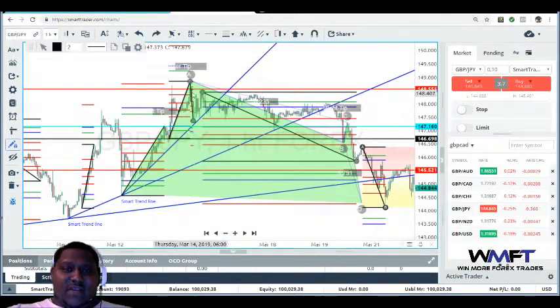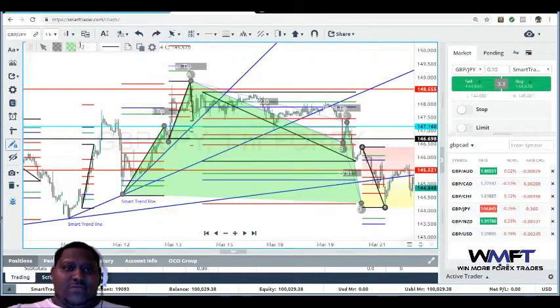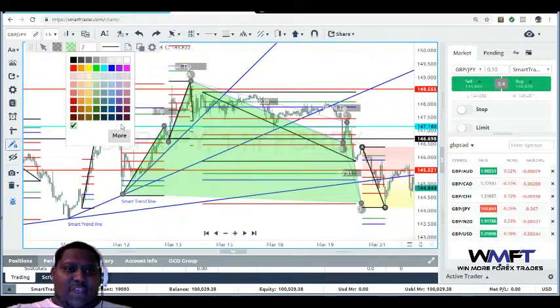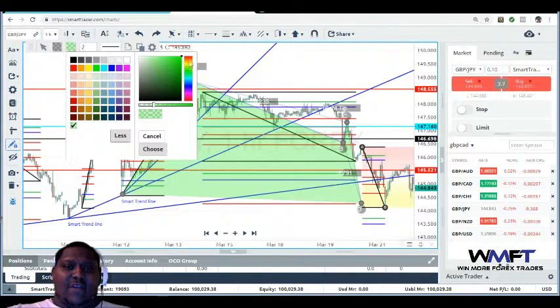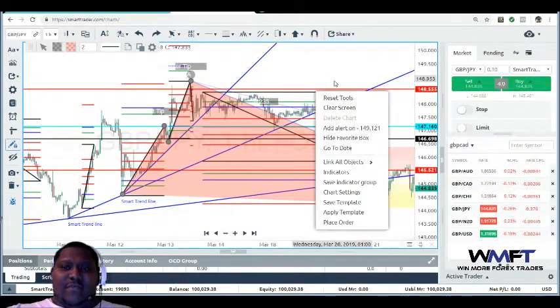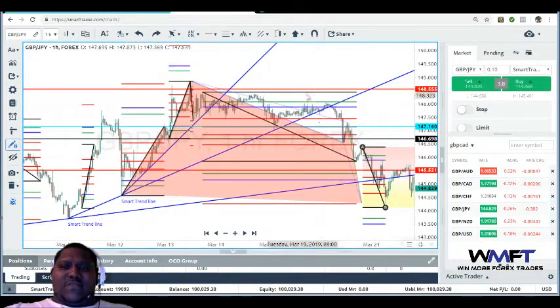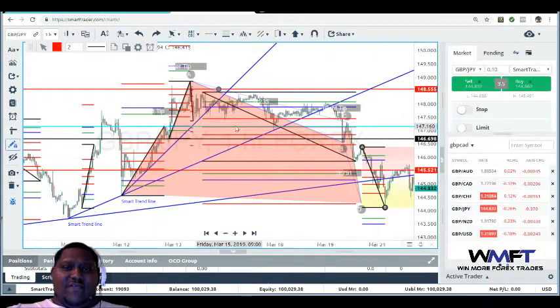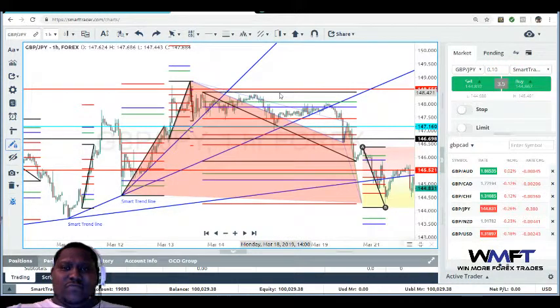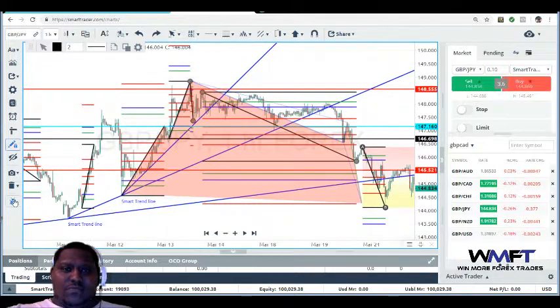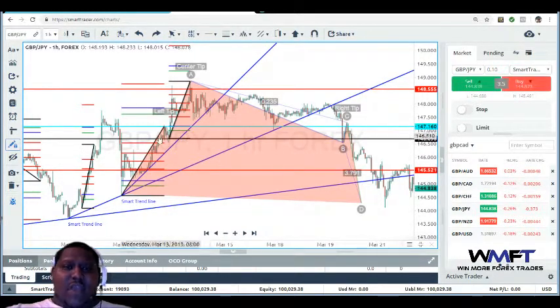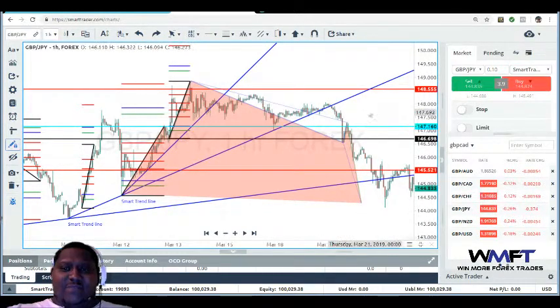Let's actually try to see if we can change the color, because I like my things to be color coded. Lets me know that this is a bear crown and not a bull crown. Alright, so we make that red, and let's go ahead and get rid of these Fibonacci's. I'm just gonna get rid of those Fibonacci's. Alright, there's your crown formation.